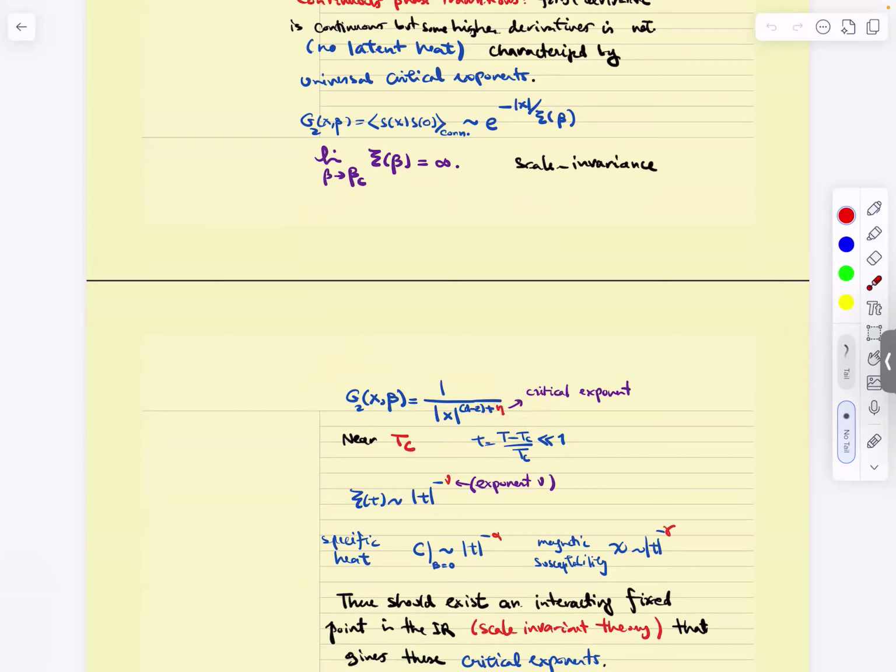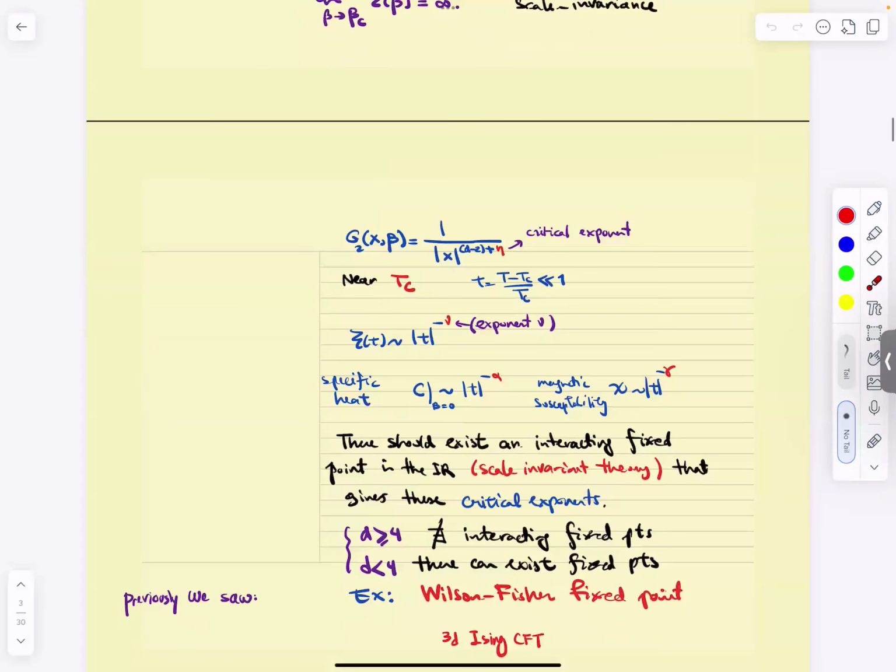There are some forms of anomalous dimensions. Near criticality, your correlation length could show some exponents that are universal. You see universality in the specific heat, or the magnetic susceptibility. Magnetic susceptibility is the zero frequency limit of the two-point function.